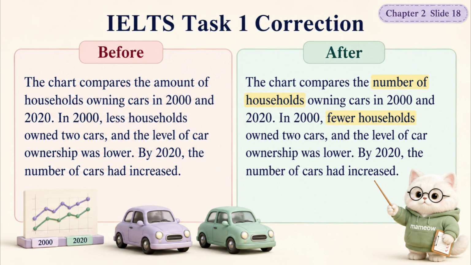Let's correct an IELTS academic writing task 1 paragraph. Households is a plural countable noun. Therefore, we use the number of households, not the amount of households. For the same reason, we use fewer households, not less households. The level of car ownership is correct because ownership is treated as an uncountable concept. The number of cars is also correct because individual cars can be counted.